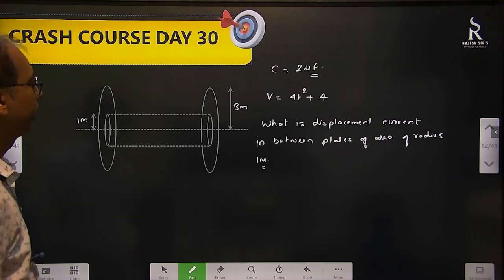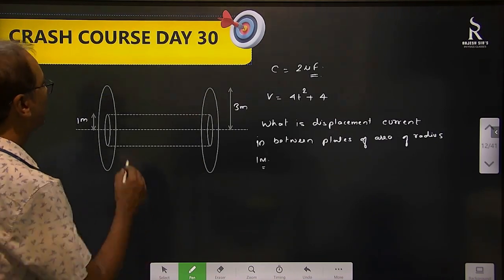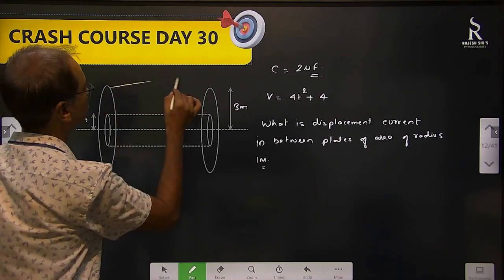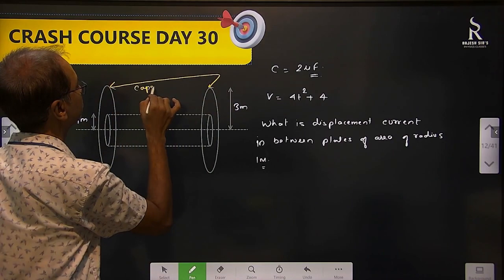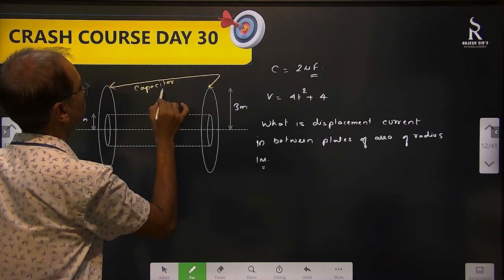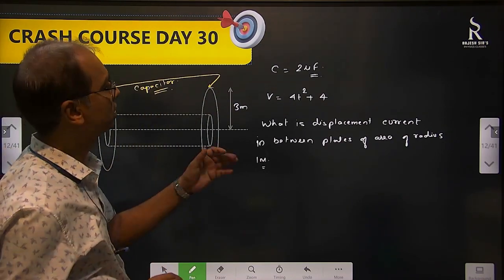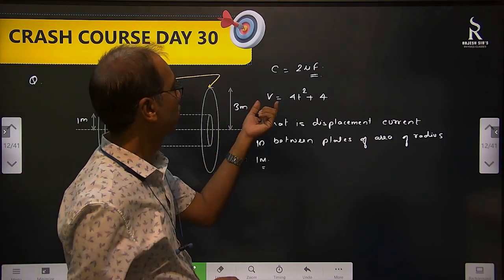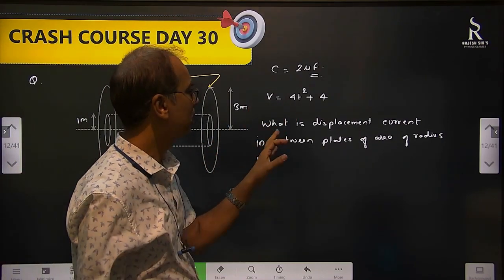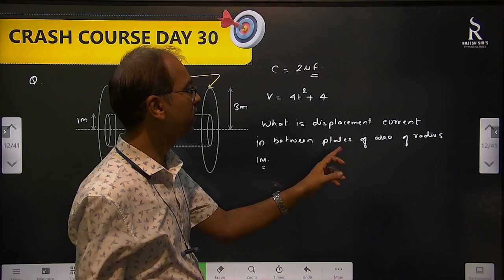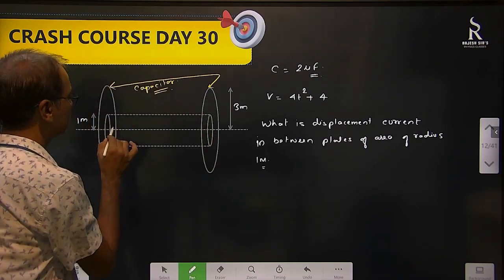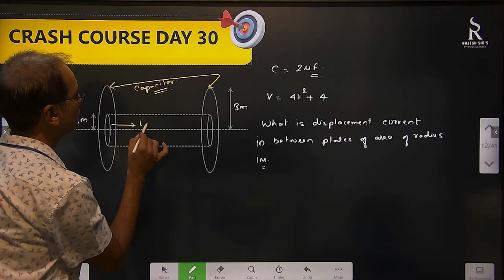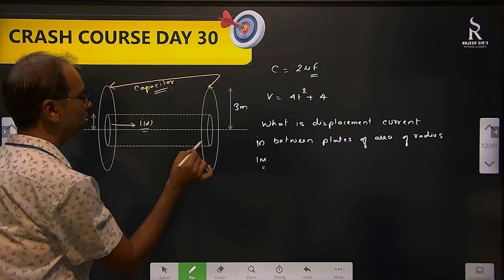One more question is there. This is a capacitor here. Its capacitance is 2 microfarad. Potential is varying. The question is asking what is the displacement current in between plates of area of radius 1 meter. That means he is asking how much is the displacement current, not in the entire capacitor, he is asking on this.